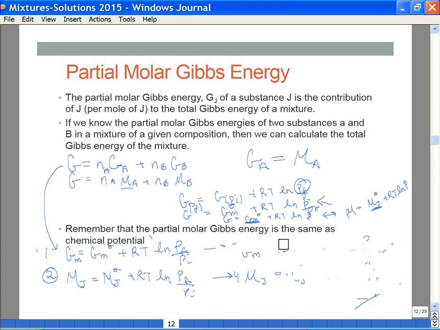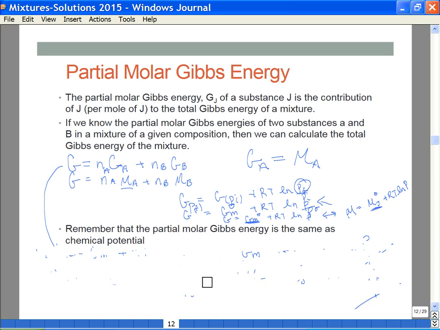Let me rewrite it down here. This is from the last lecture, but I'll rewrite it with a better explanation, I think, than I gave last time. We know that this equation was from the last chapter. We said that the Gibbs energy at the final pressure, when we have a mixture of substances in a gaseous state, is equal to the Gibbs energy at the initial pressure plus RT times the natural log of the final pressure over the initial pressure.